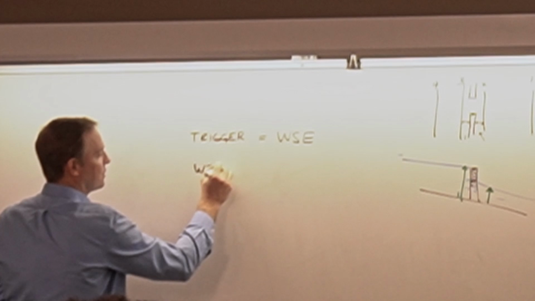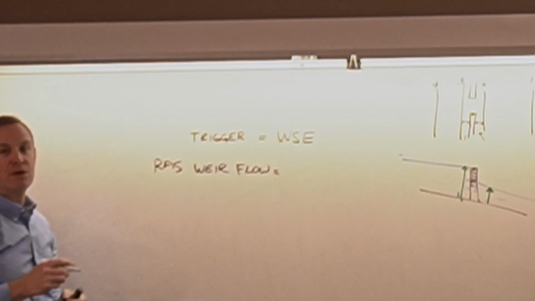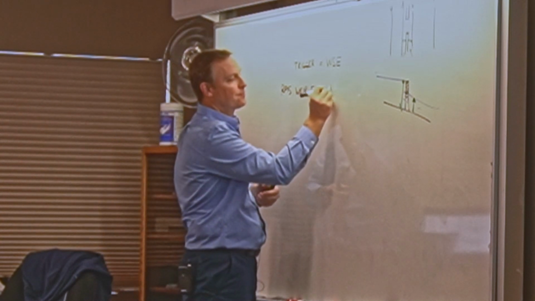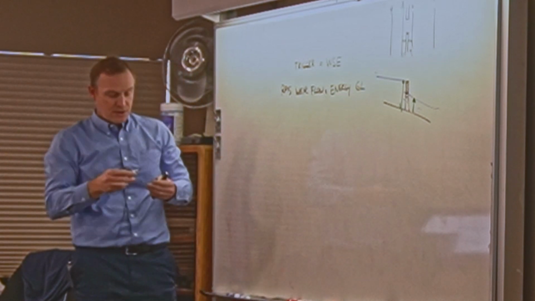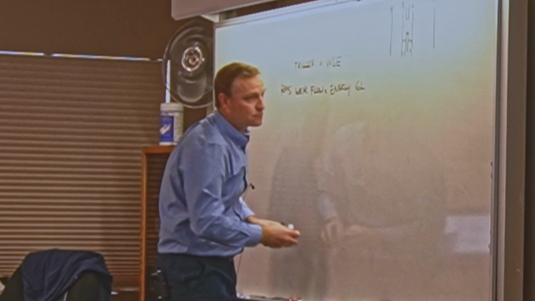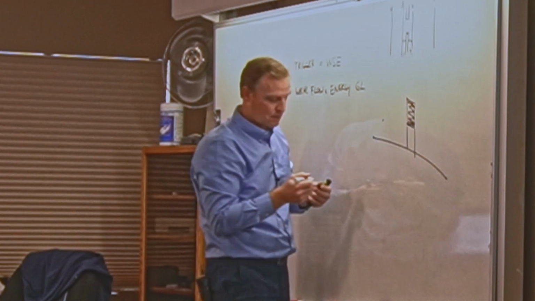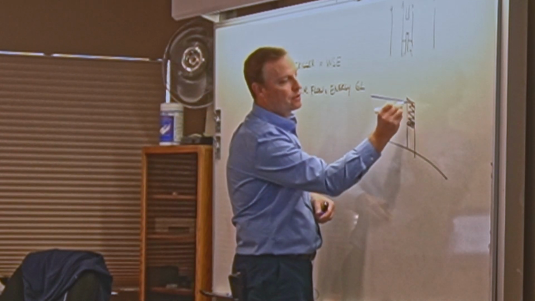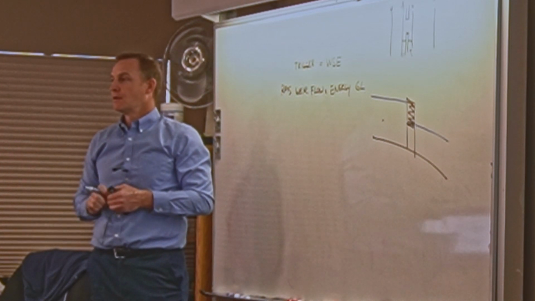weir flow. We'll say RAS computed weir flow is computed based on the energy grade. Okay. Energy grade line, EGL. So let's do a zoomed in picture of this. When does this water surface profile go over the top of the bridge? In an idealized case.